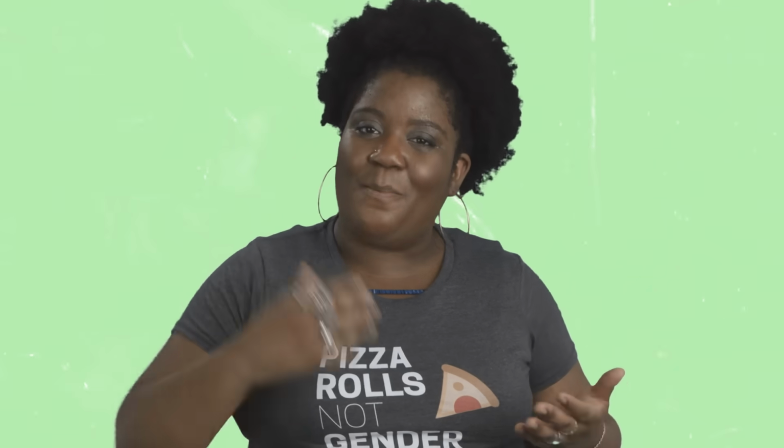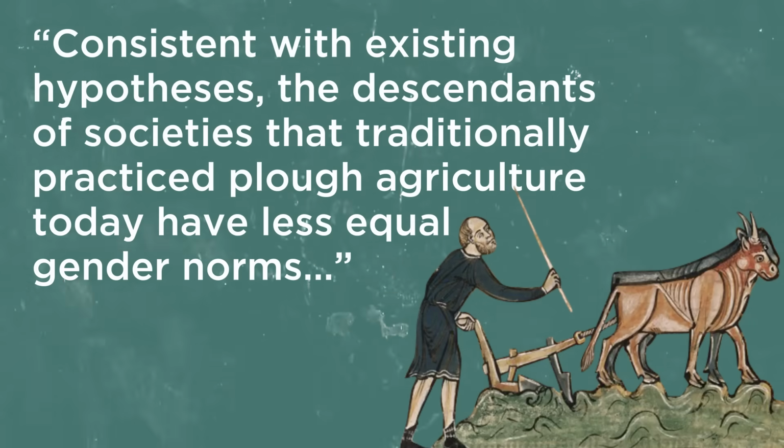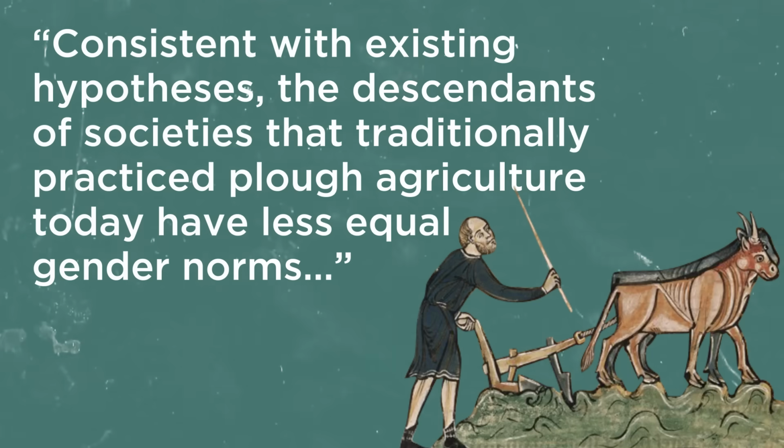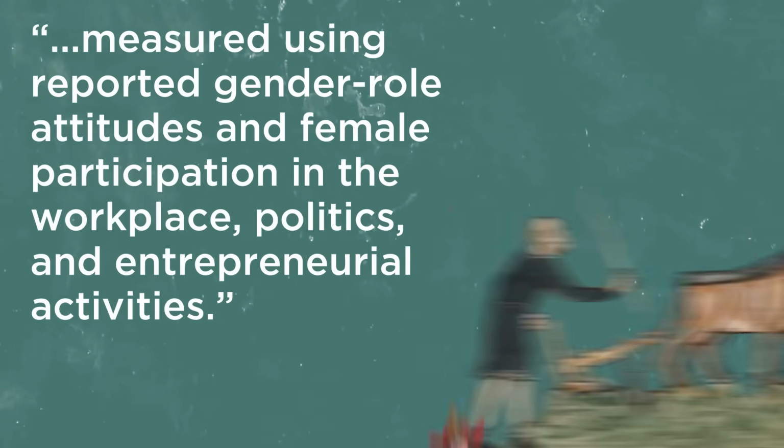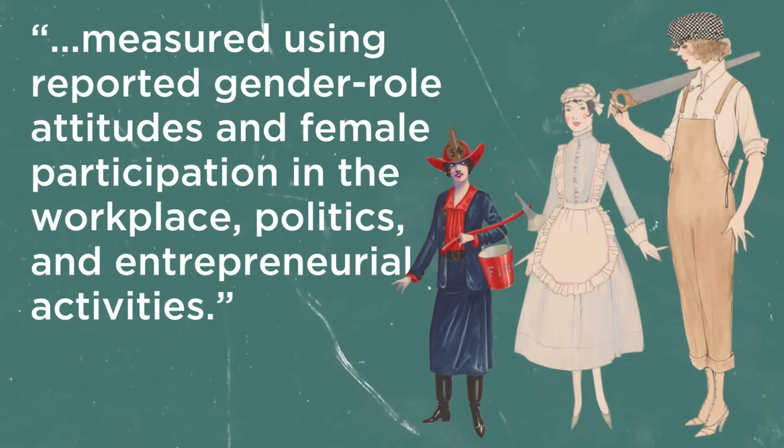According to Alberto Alsina, Paolo Giuliano, and Nathan Nunn in their article on the origins of gender roles, Women in the Plow, some of this may be broken down to the assignment of labor roles. They found that, consistent with existing hypotheses, the descendants of societies that traditionally practice plow agriculture today have less equal gender norms, measured using reported gender role attitudes and female participation in the workplace, politics, and entrepreneurial activities. So societies that spread more traditional agricultural roles as a whole had less gender equality and leaned towards a belief that men and women occupy different spheres than those that did not.